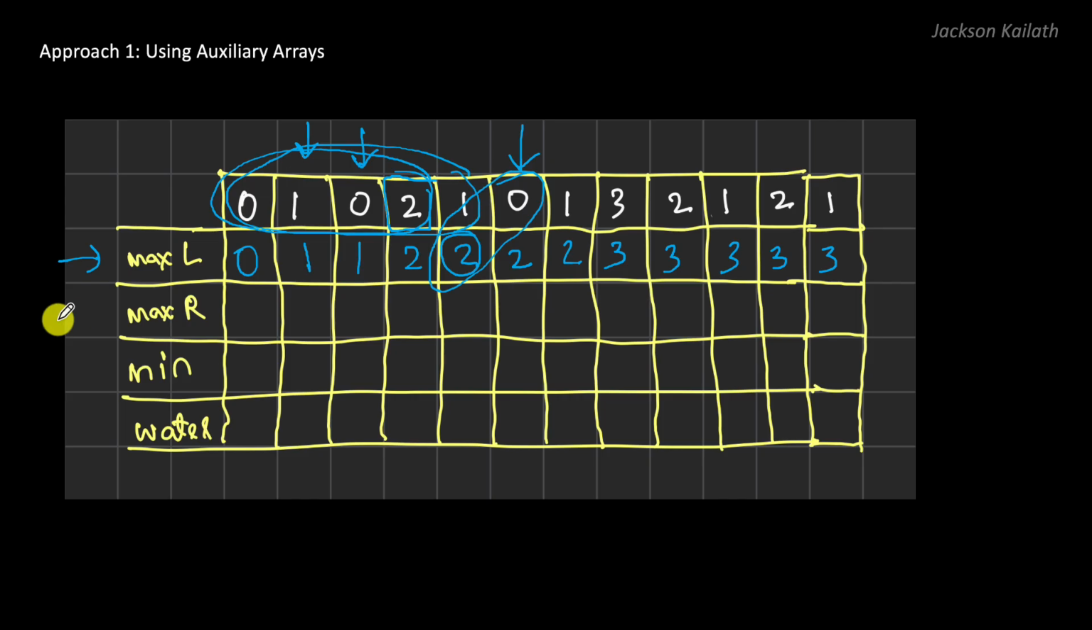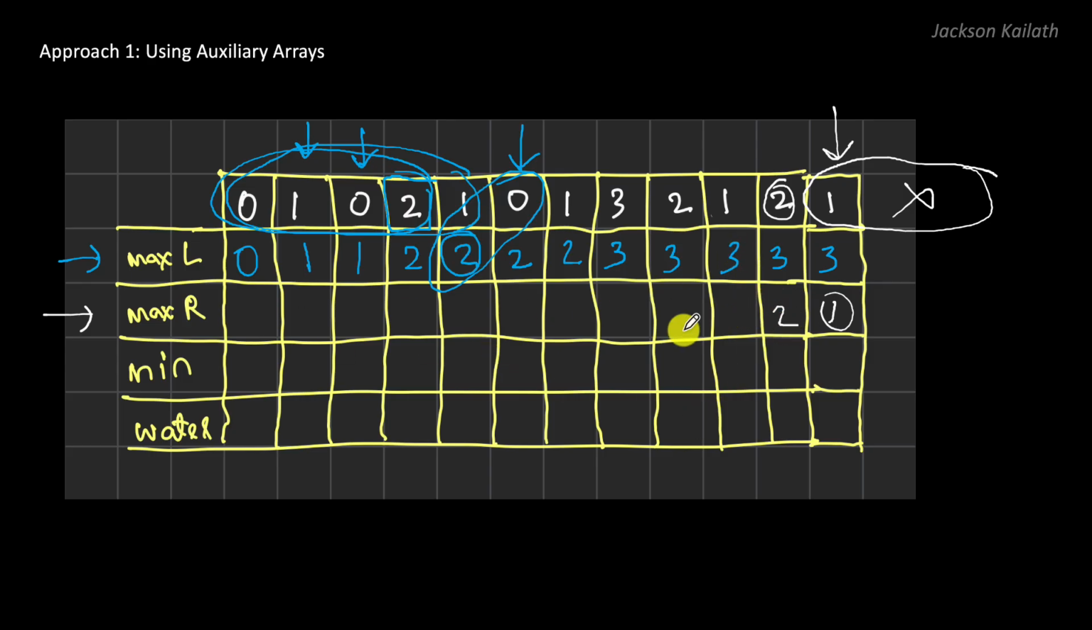Now let's see how we can fill the max right array. Again, we start over here. The maximum right value for this position would be the maximum between any values to its right and this. Now we don't have anything over here, and this is the only value that we have. So the maximum right value for this position is 1. And then we move to the next value over here, and the max right value would be the maximum between this and this, which is equal to 2.